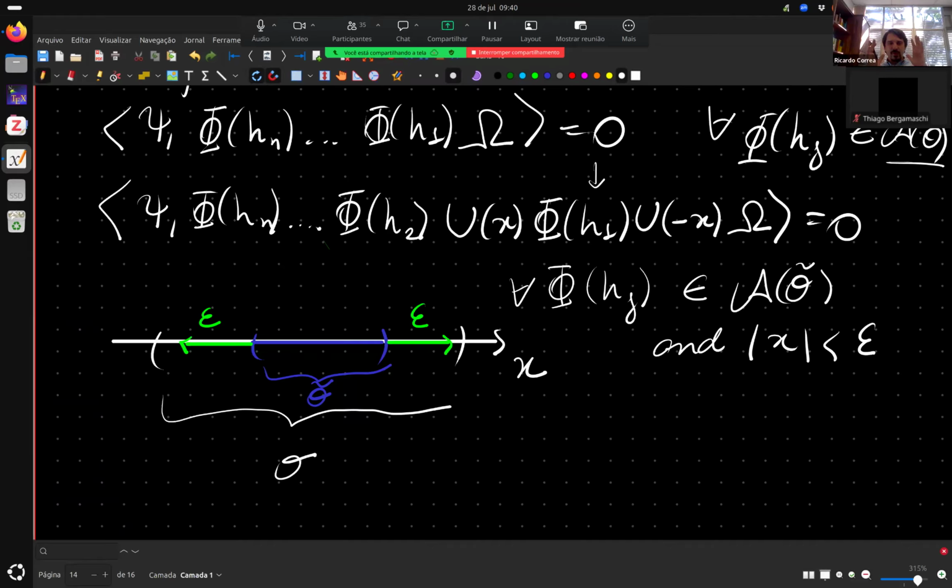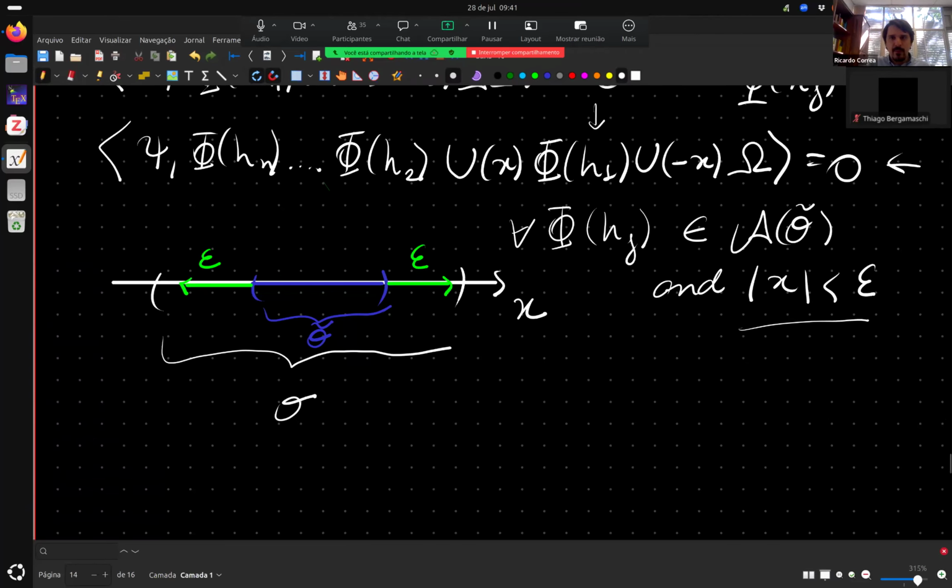But just visualize that since U acts geometrically, and this phi of H1 lives in the region O tilde, by acting with the unitary that gives translations, if I act with some X such that the modulus is smaller than epsilon, I will not leave my region O. I will leave the region O tilde, but not O. And that means that this inner product is 0 for all X. Okay, so now the trick comes in.